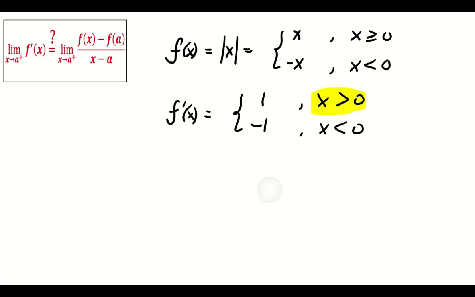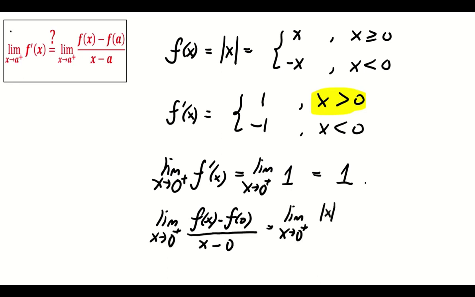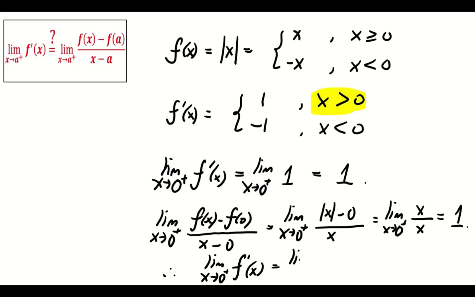Based on this f prime x, its limit as x tends to 0 from the right equals 1. Whereas for the right derivative, using the definition, it is also 1. Hence, in this case, the values of these two expressions are the same.